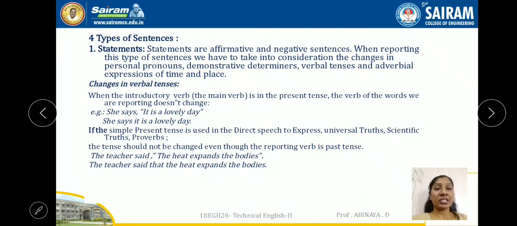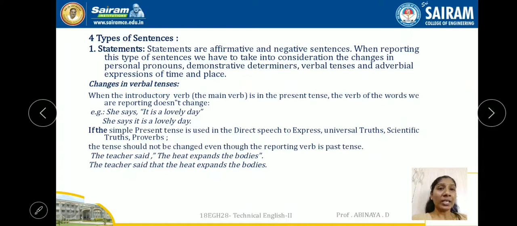Statements are affirmations. We can call statements affirmative sentences, declarative sentences and negative sentences also. When reporting these types of sentences, we have to take into consideration the changes in personal pronouns, demonstrative determiners, verbal tenses and adverbial expressions of time and place, right? First, let us see the verbal tenses. I already told you there are two verbs in the same dialogue: one is the introductory main verb, and one more is the reporting verb. Let us see what changes have to be made.